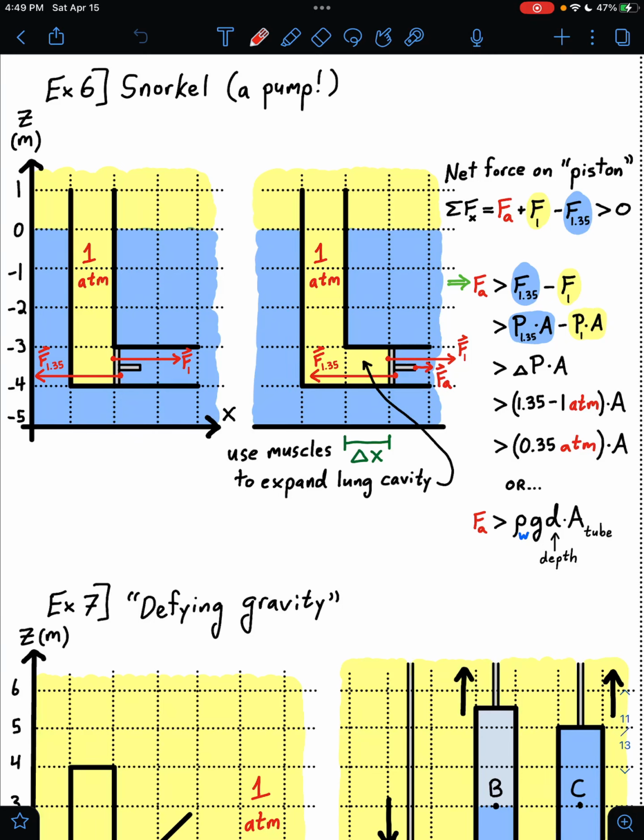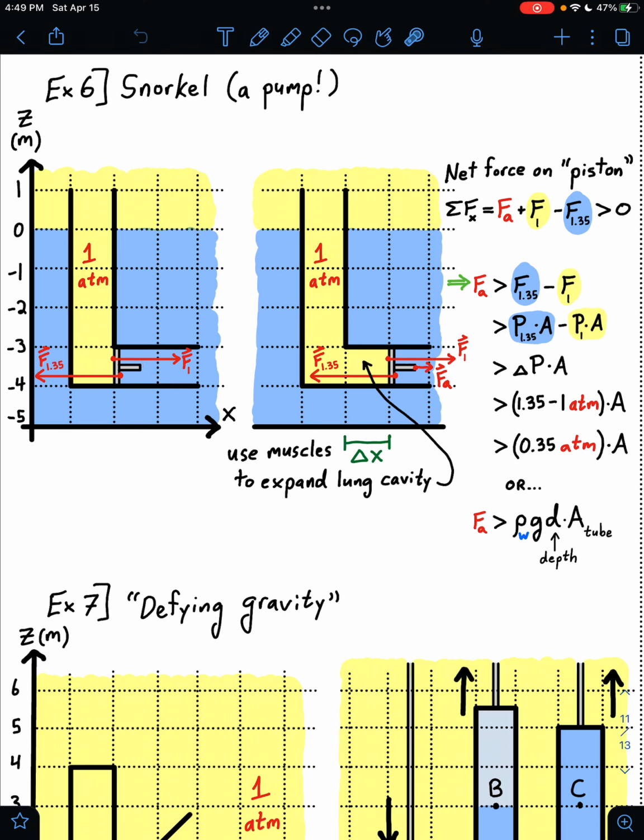Hydrostatics, example 6, breathing underwater with a snorkel, during which your respiratory system is acting like a pump. So here is a snorkel tube filled with atmospheric air at 1 atm. Down here, your mouth makes a tight seal around the tube, and the piston represents your chest cavity.